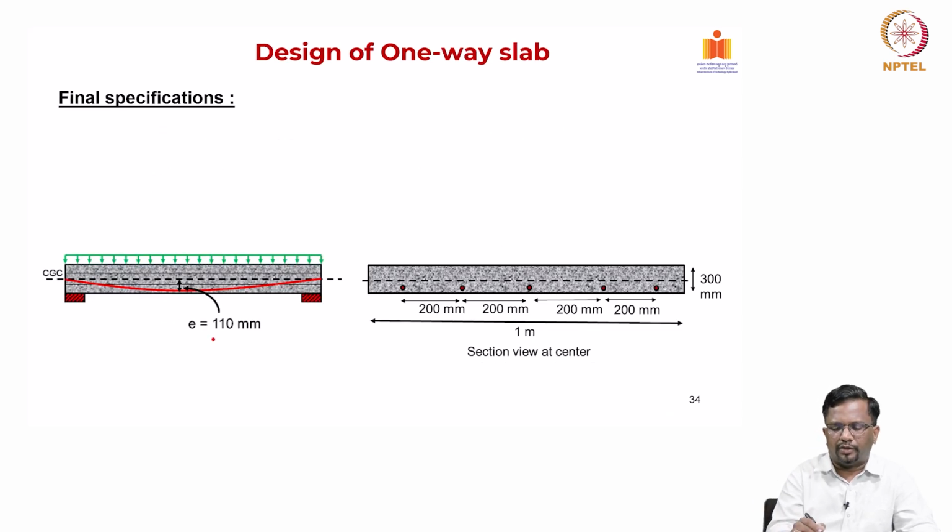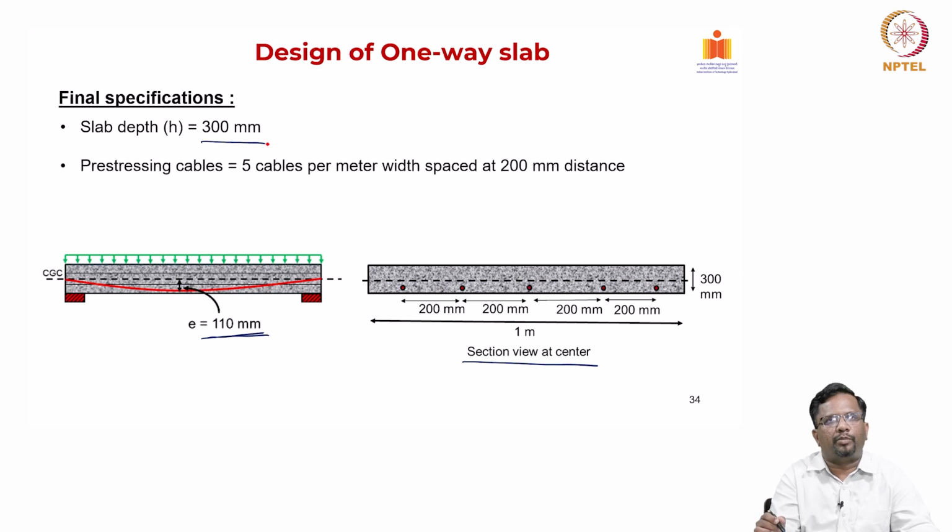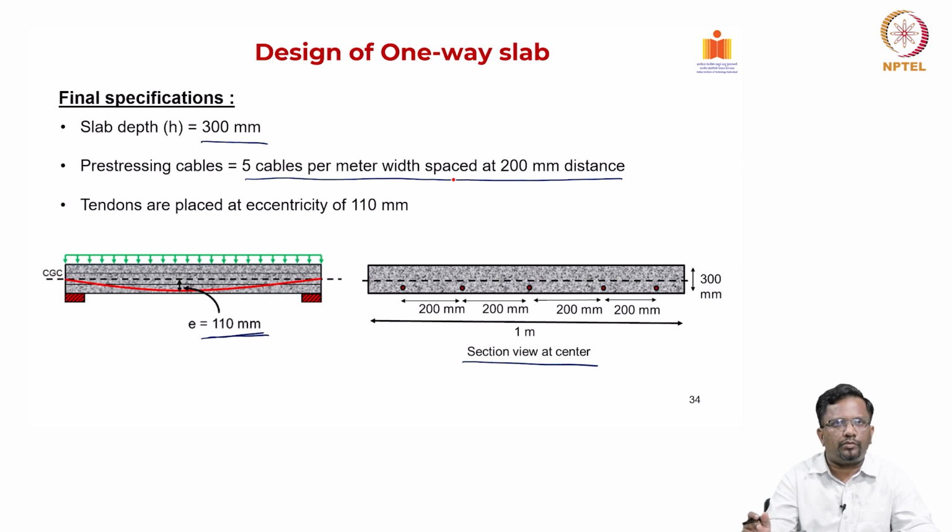You can see this is the cable profile that we are having. This is the section view at the midspan, and you are putting 5 cables at a spacing of 200 millimeter, for a thickness of 300, and you can see that the eccentricity is 110 millimeter. So, the slab depth is 300 millimeter, and the pre-stressing cable is 5 cables per meter spaced at 200 mm. When you put the cable spacing, try to keep a very round number, so that it is easy for us to implement in the field. And now, tendons are placed at an eccentricity of 110 millimeters.